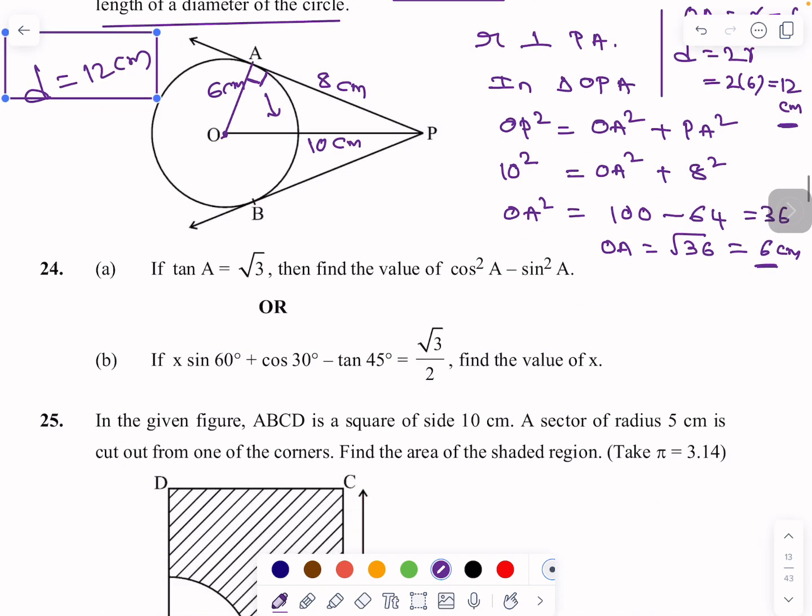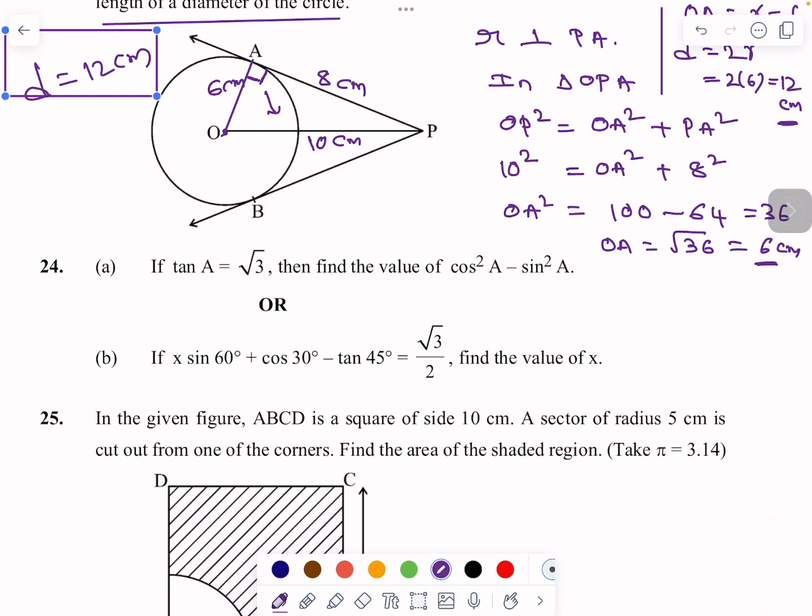Now the next question: tan A equal to root 3, then find the value of cos square A minus sin square A. For which value does tan become root 3? Yes, that is 60 degrees. So A is equal to 60 degrees, we can write tan A as tan 60, then A is 60 degrees. So we have to find cos square 60 minus sin square 60.